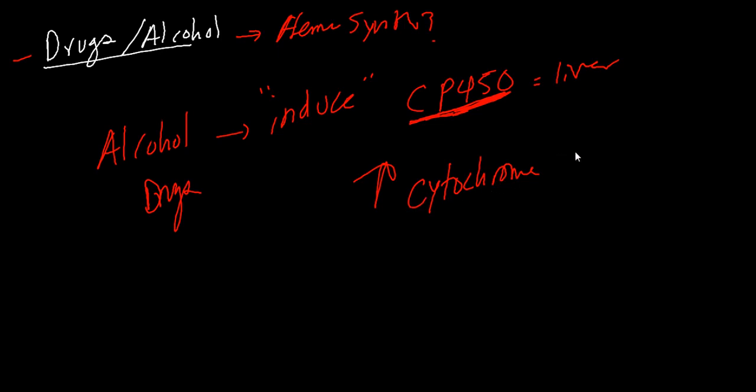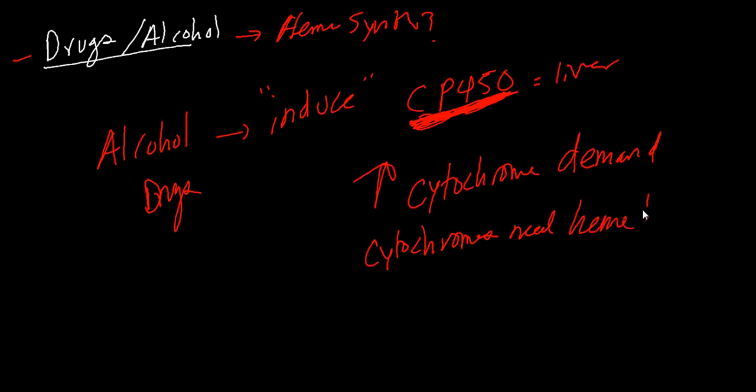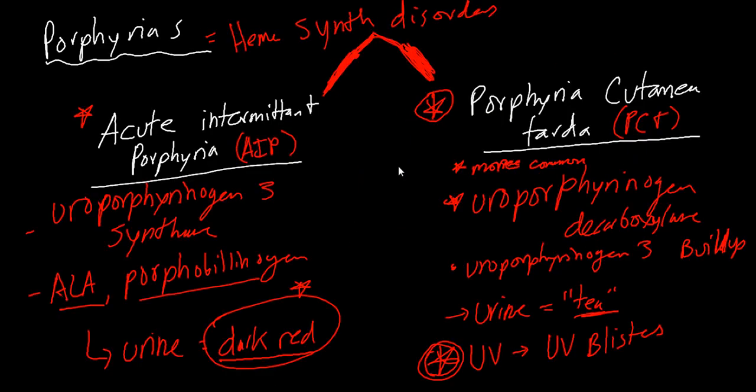You're going to increase cytochrome demand because you need a whole bunch of cytochromes to build your P450 system, because you're drinking a lot of alcohol or you're taking drugs that induce this system. So you're going to need higher cytochrome demand. Now, since cytochromes need heme, you're going to start making a whole bunch of heme. So when you make a whole bunch of heme and you have one of these disorders that we just talked about, either AIP or PCT, you go through your pathway.